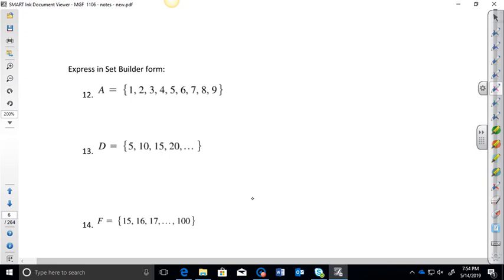Express in set builder notation. So I'm going to write this as the set of all x such that x is an element of natural numbers and x is less than or equal to 9, or you can write less than 10. Or you can just write natural numbers less than 10. That's fine. Set of all x such that x is a natural number less than 10. See, there are 9 numbers in there.